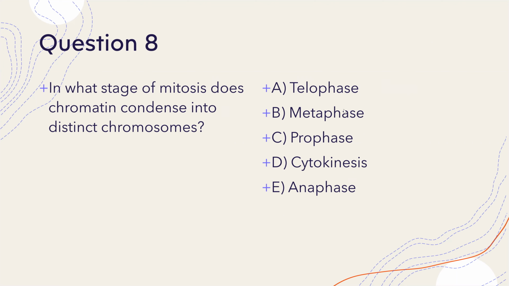Yes, no worries. So for this question, C, prophase, is the right answer, because in prophase, the nuclear membrane disappears and the chromatin has condensed into the chromosomes, and that way it can later align up along the metaphase plate during metaphase. So that's basically all I have for you guys on mitosis.